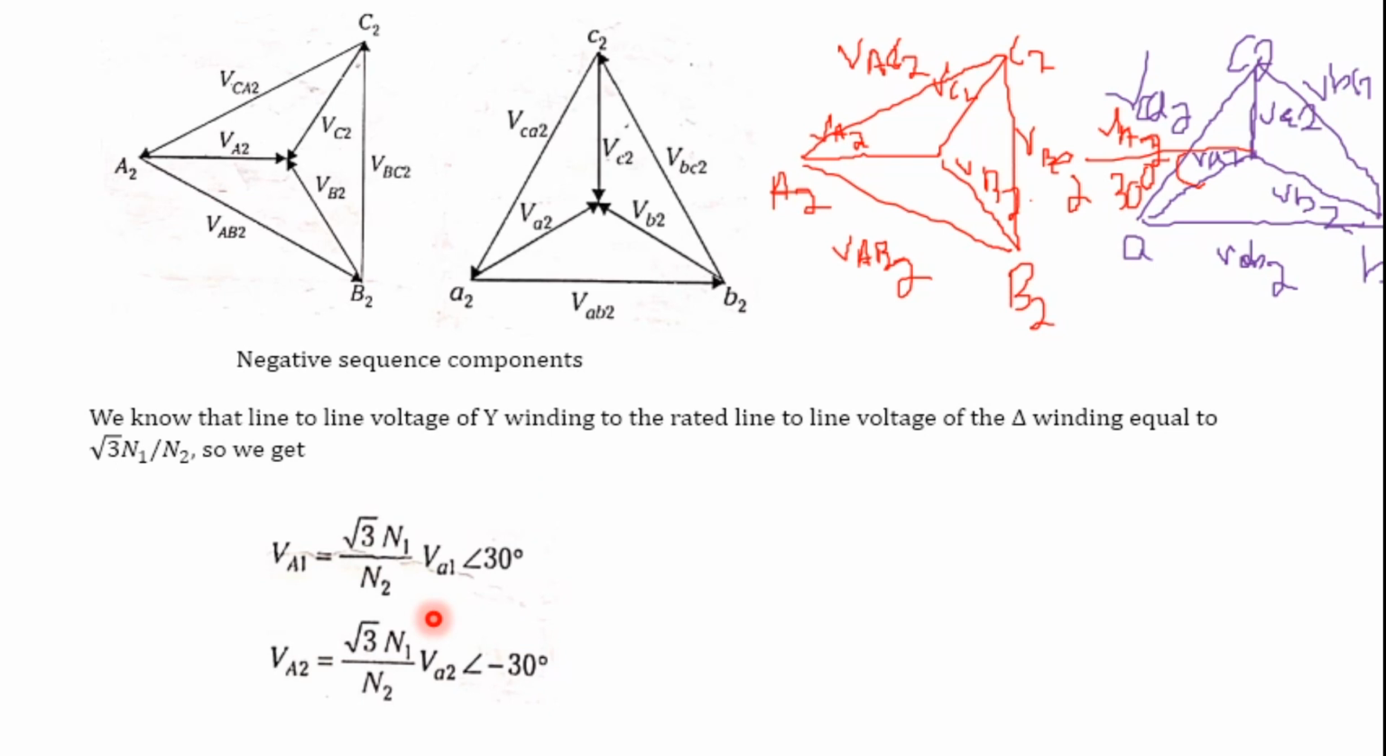In the case of the negative sequence line voltage, it seems to violate the ANSI standard. According to the ANSI standard, the high voltage side should lead the low voltage side by 30 degrees, but in this case it lags. However, it is not a violation, because ANSI is particular only about the positive sequence component.